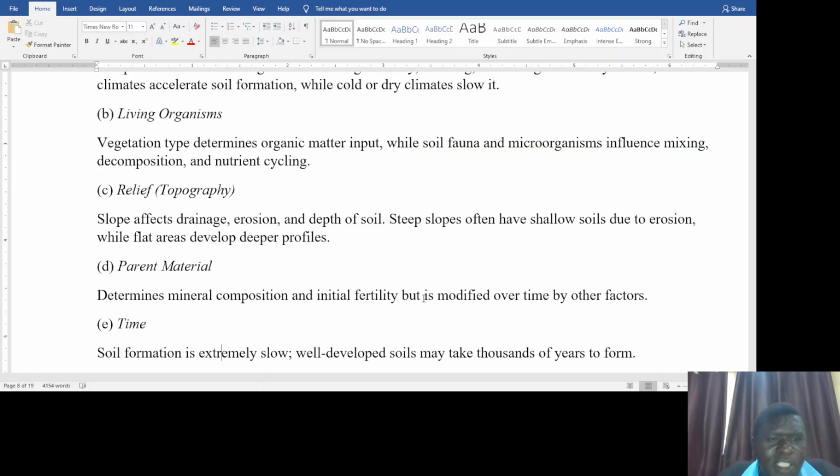The parent material is also very important, as we have discussed from the previous lesson. It determines the mineral composition and initial fertility. However, as a matter of time and intervention of other agents of translocation and deposition, it's normally modified over time.